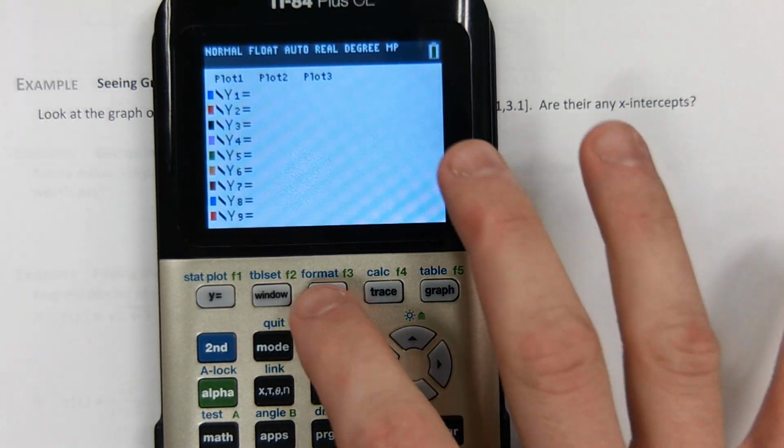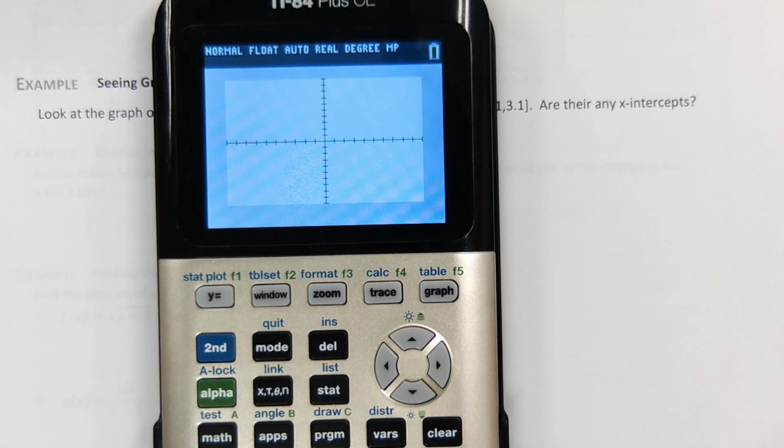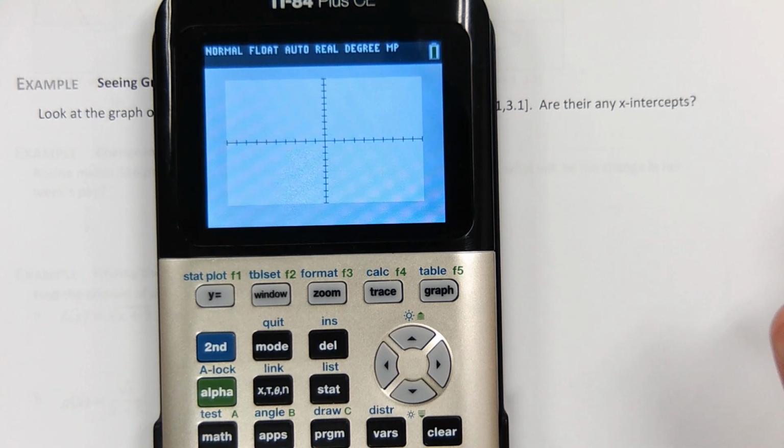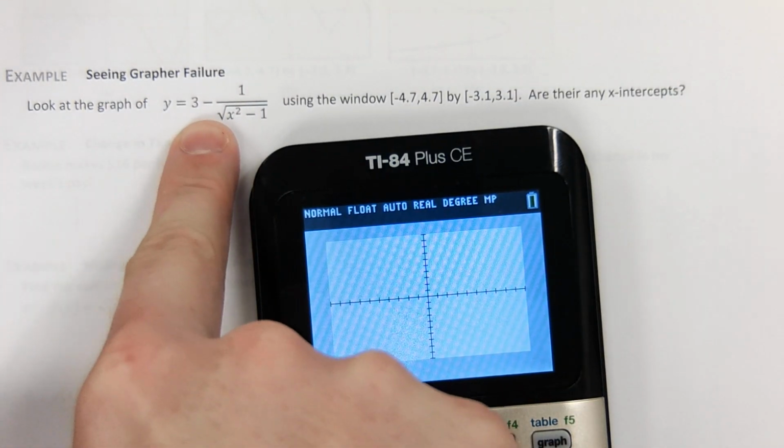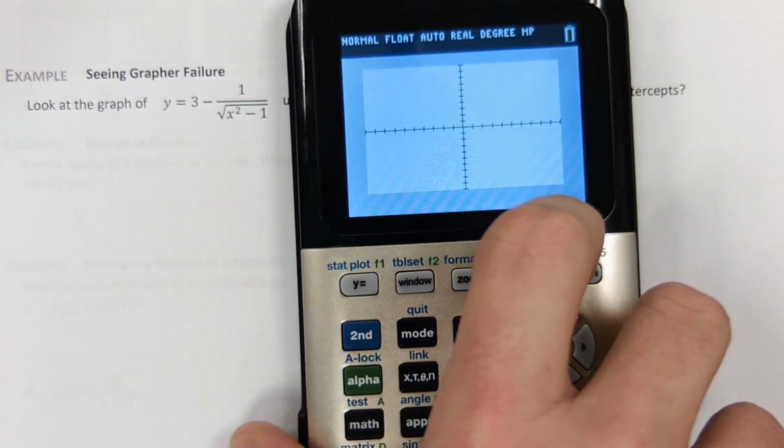Normally I would just hit zoom 6 at this point just to get me back to the standard window. But you see I did it after I cleared all the equations. That way I didn't have to watch them graph. Because watching them graph is painful when you know you typed it wrong. That sucks. I hate when that happens. Yeah, she says sad face. So let me go ahead and type this, and then we'll use that window, okay?